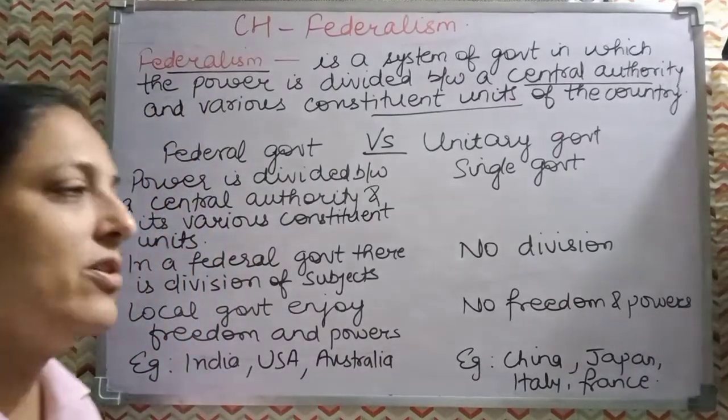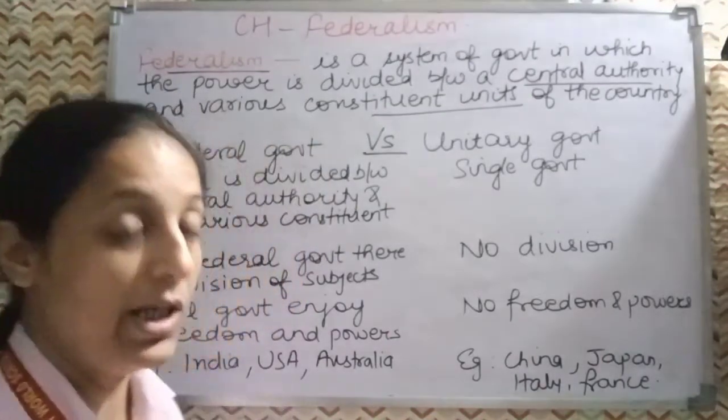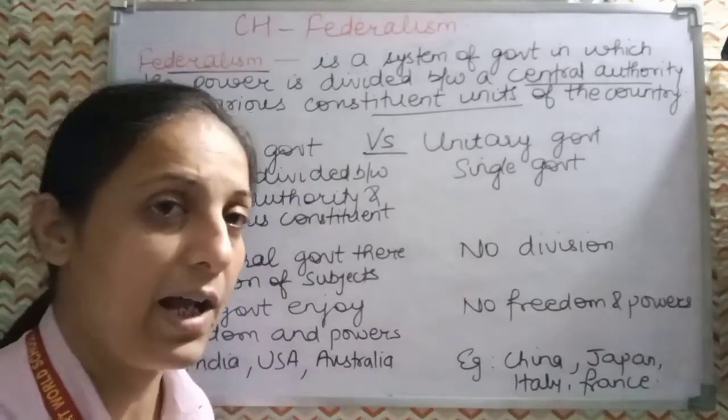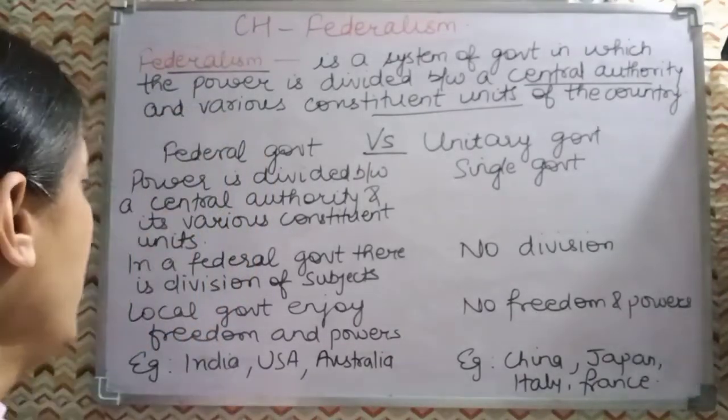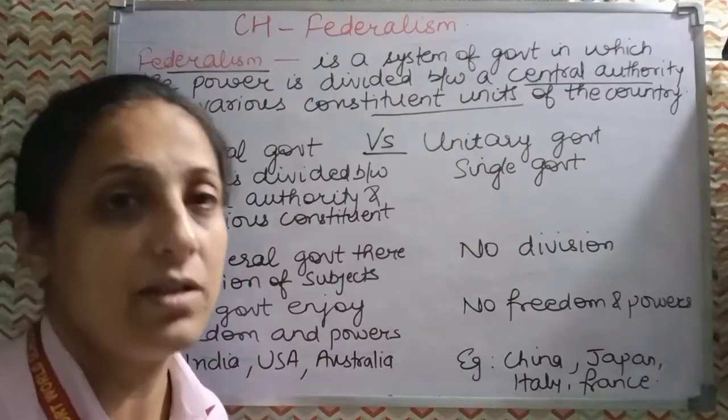And here no division is there, all the power is in the hand of the central government only. So strict control is there, this is a centralized system, all the power is in the hand of the central government. Here the local government enjoys more freedom and power, that is decentralization.